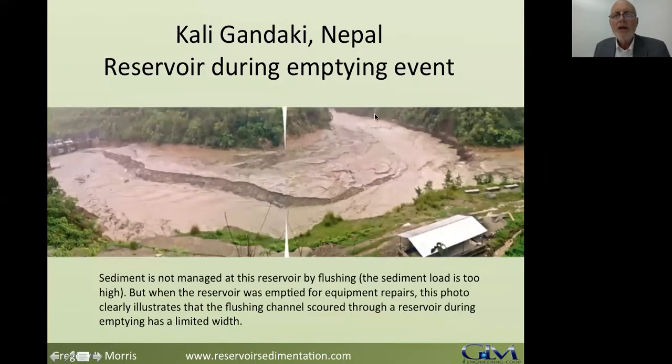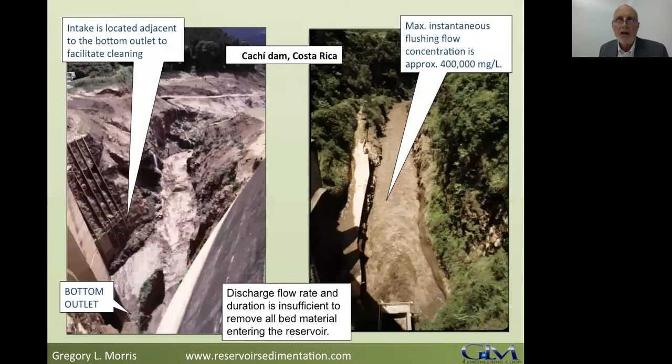This is Kaligandaki back in Nepal again. This shows you that when this dam was emptied, the flushing process does not clear the entire width of the reservoir. Even though this is a rather narrow reservoir, notice it goes around the corner here, and it doesn't clean out everything. So flushing has a lot of limitations. It can be very useful, particularly for hydropower reservoirs in mountainous areas, but it's not an answer to all the problems. And the downstream impacts can be quite significant.